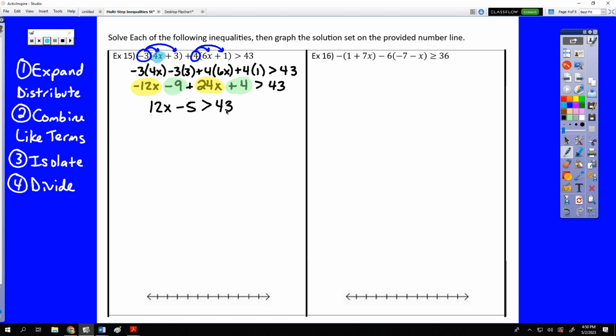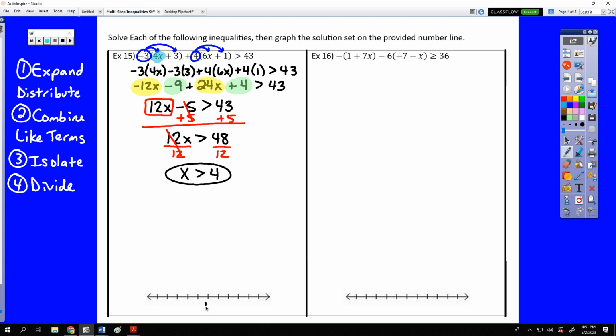Next, we need to isolate the variable. So we look at this and we see that we have 12x. We need to get rid of minus 5. To get rid of minus 5, we need to add 5 to both sides of the equation. That would give us, or inequality in this case, 12x is greater than 48. The final step in the process then would be to divide by 12 to get x by itself. Since we're dividing by a positive number, we do not need to affect the sign in any way. So our answer is x is greater than 4.